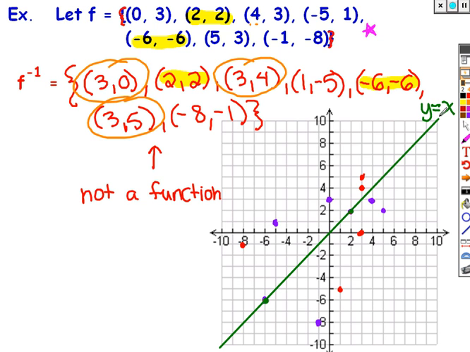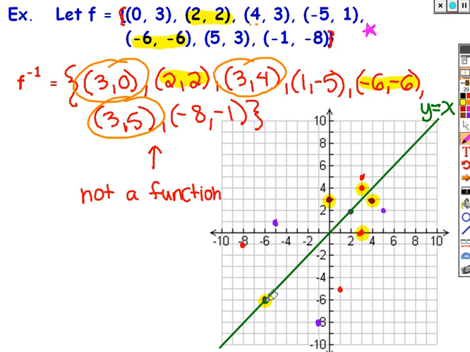So if I took all of the blue points and I reflected them over the line y equals x, I should get the points in the inverse relation. So for instance, this point right here, if I reflect it, would end there. This point, if I reflect over the line y equals x, would end there. This point's not moving because it's on the line y equals x.